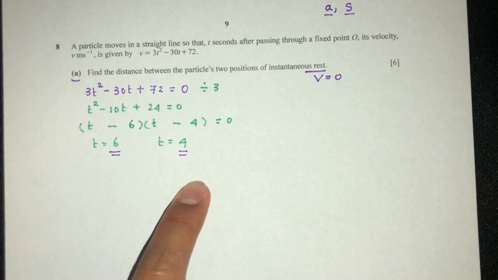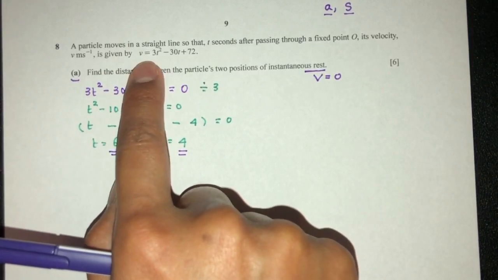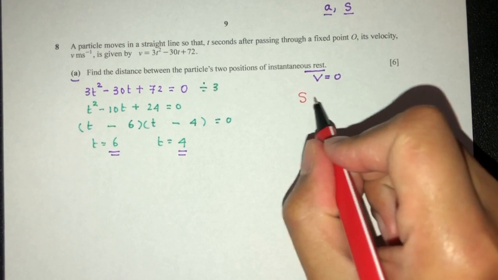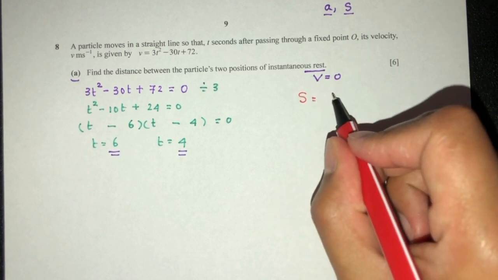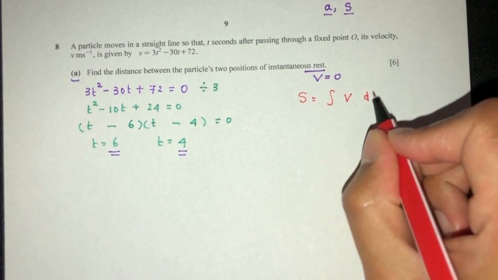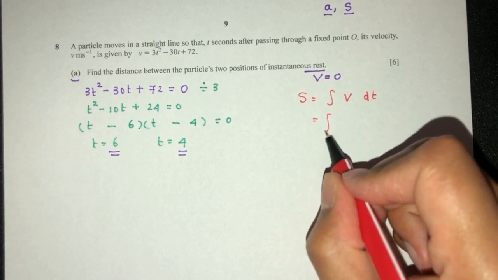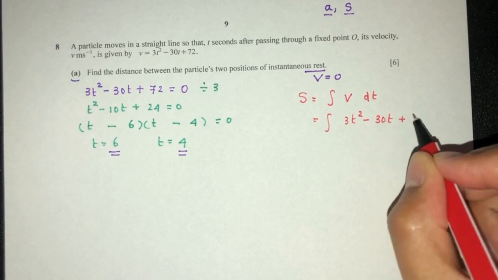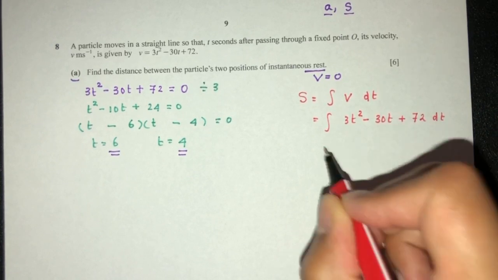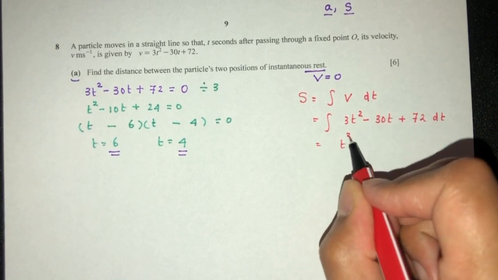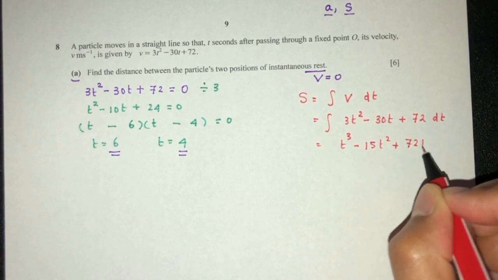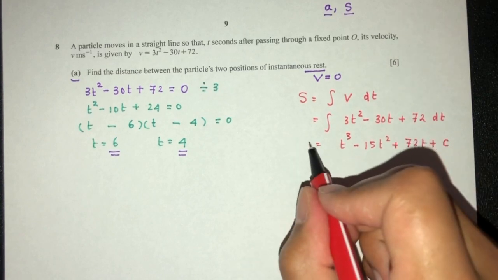So right now we only have the equation for velocity. We don't have the equation for distance travel or displacement. So we have to find that first. So to find the equation for displacement, we have to integrate the value of v with respect to t. That will be the integration of 3t squared minus 30t plus 72 with respect to t. That will be t cubed minus 15t squared plus 72t plus the constant c.